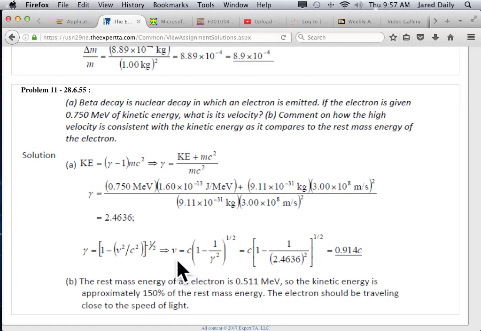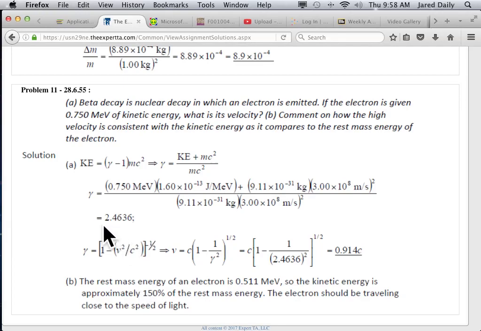Sorry, that's not what we want to do. We want to take both of these to the negative 1/2 power. I hate that they do this -1/2 thing because it really confuses people. But if you take both of these sides to the -1/2 power, this becomes 1 over gamma squared, and this just becomes 1 minus v squared over c squared.